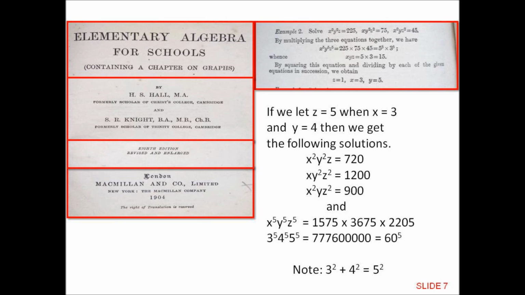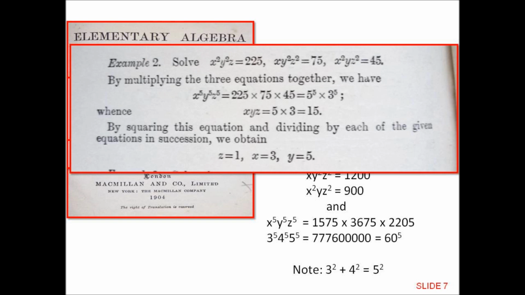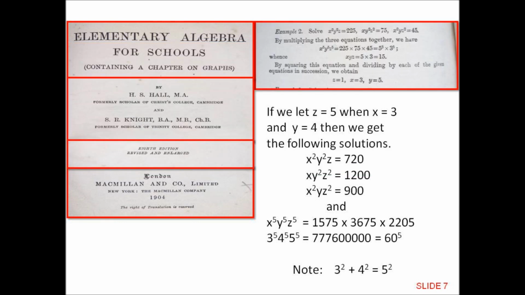In Elementary Algebra for Schools by Hall and Knight, 8th edition printed 1904, page 364, we find the example 2. I have always wondered why they opted out by making z equals 1. Now I know. The intermediate step gets too large to expect a schoolboy back then to work with. I have reworked the example with x, y, z equal to 3, 4, 5, the base numbers of the well-known smallest primitive Pythagorean triple.